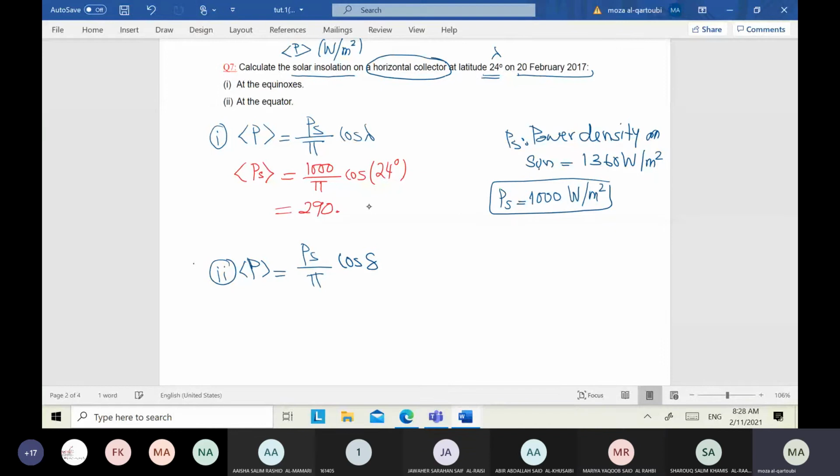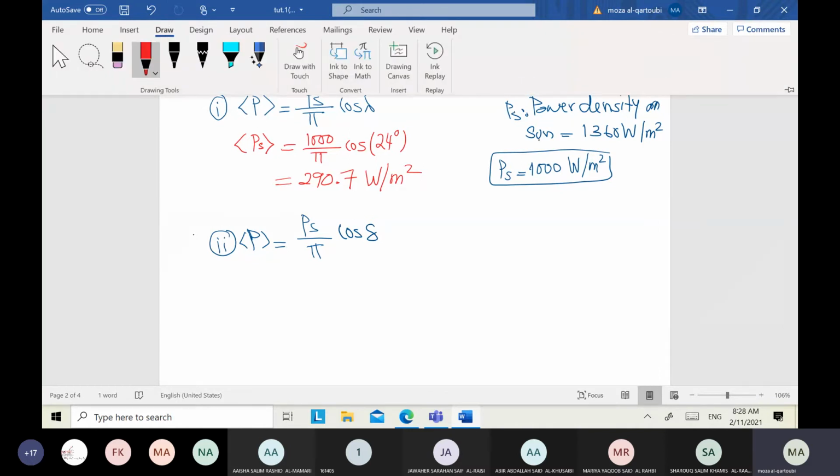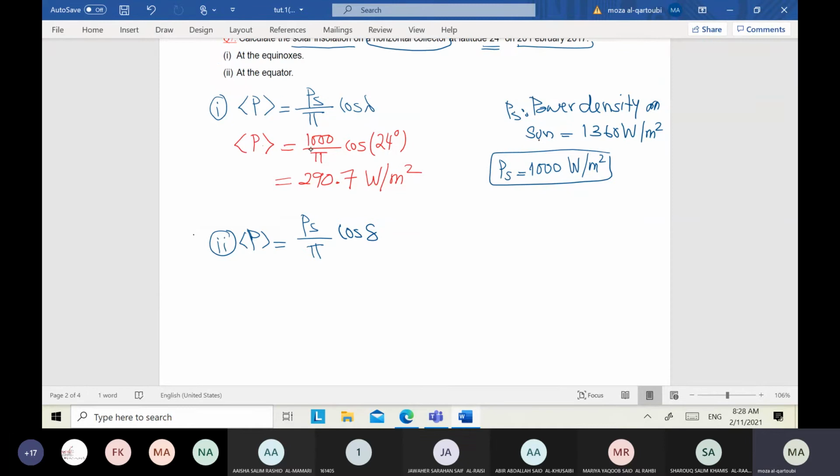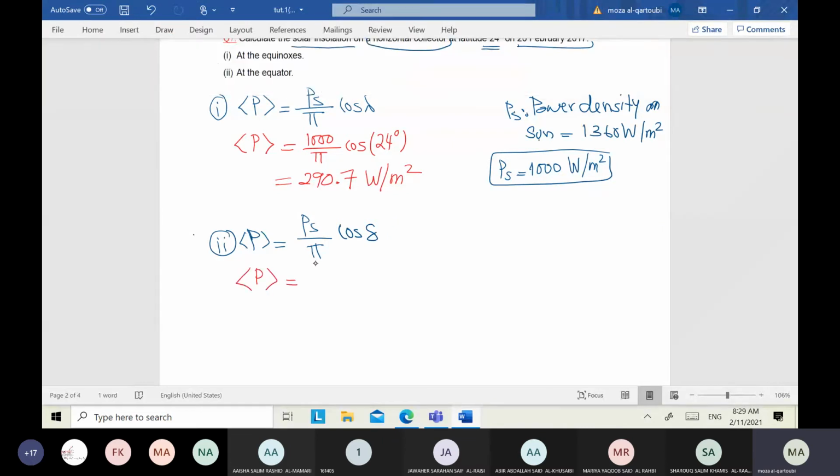Yes. In case 2, at the equator, this is not PS, I wrote it incorrectly. This is only P, PS equals 1000. So this is P, the solar insolation. So P at the equator again equals 1000 over pi and cosine of delta. We don't have the value of delta. We haven't found this answer yet. So we should find the declination angle first.